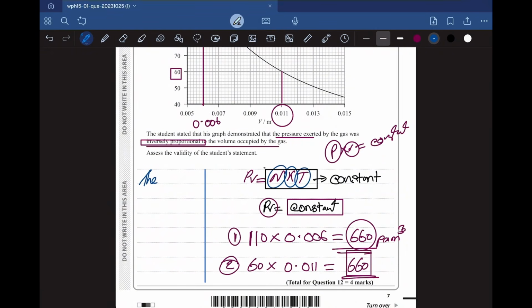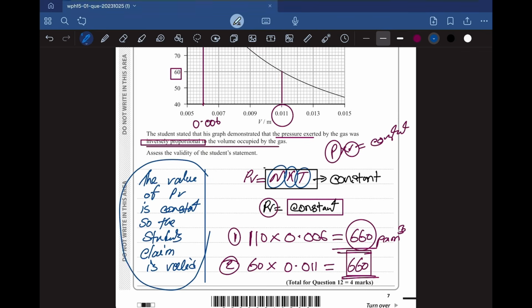The value of PV is constant, so the student's claim is valid. So writing this part is very important. It will give you the fourth mark, sorry.